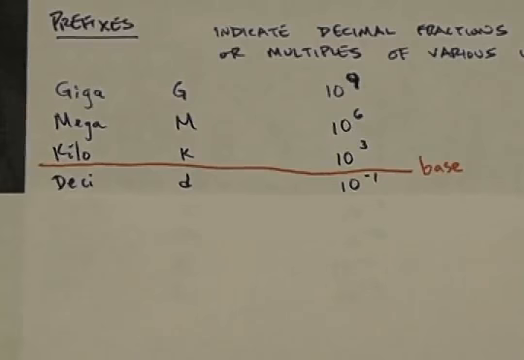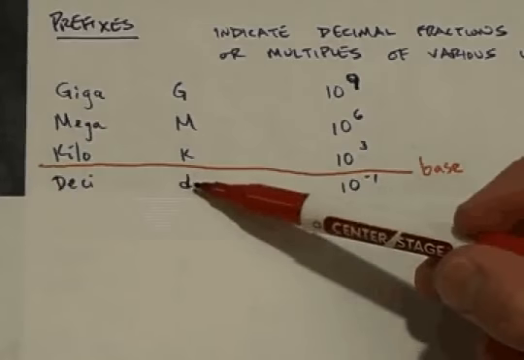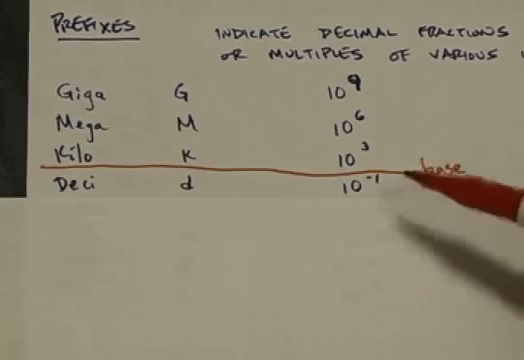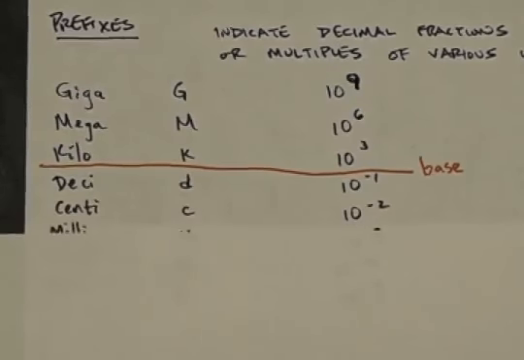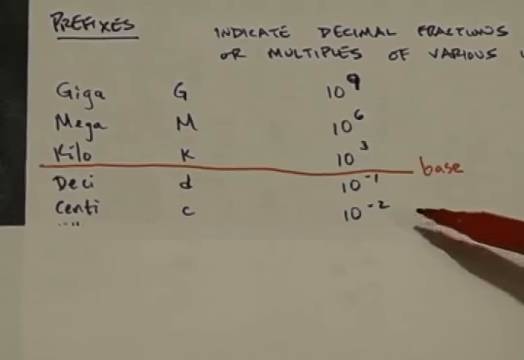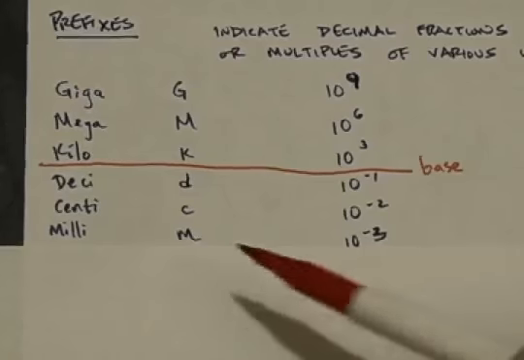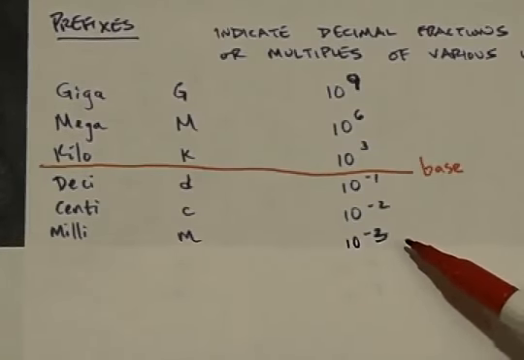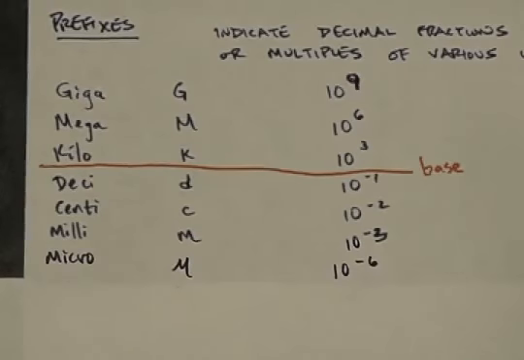1/10 the size of a base unit is symbolized by the prefix deci, which is symbolized by a small letter d, and it's 1 times 10 to the negative 1st, or 0.1 the size of a base unit. Centi, symbolized by the letter c, is 1/100th the size of a base unit, or 0.01. Milli, small letter m, is 1 times 10 to the negative 3rd, or 1,000th the size of a base unit.